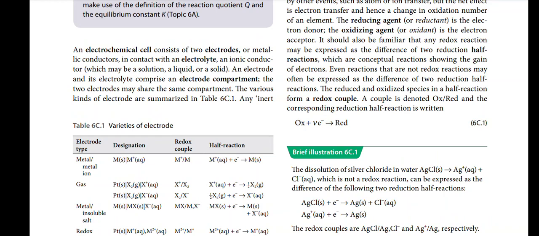The reduced and oxidized species in a half reaction form a redox couple. A couple is denoted oxidized/reduced, and the corresponding reduction half reaction is written.